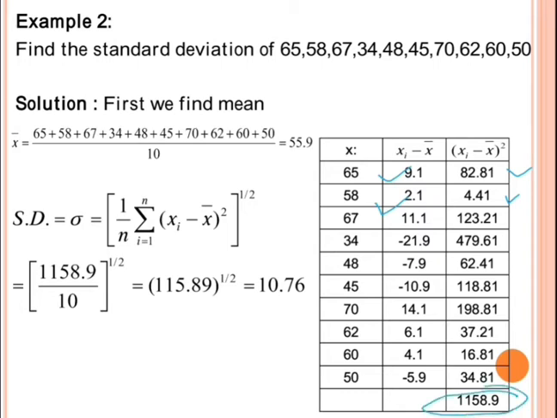Now we will put these values in the formula of standard deviation. So sigma equal to, the sum is 1158.9 and in total there are 10 observations. So divided by 10, which is equal to 115.89. We will take the square root and we get the answer as 10.76.